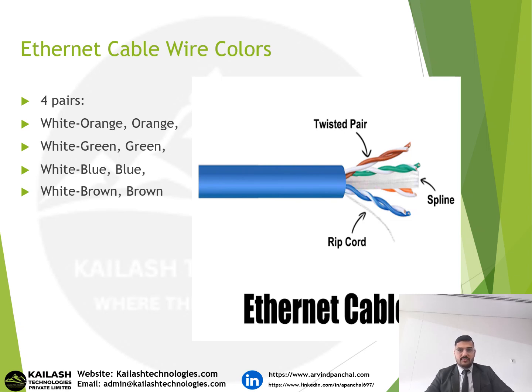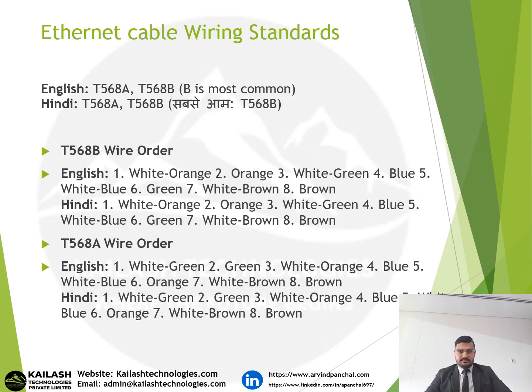As you can see in the wire in the pictures here, it has 4 pairs. These are the twisted pairs, and this is the spinal cord, which is the supporting area for the wire, and this is the rip cord. If you want to rip the wire, you can rip this.